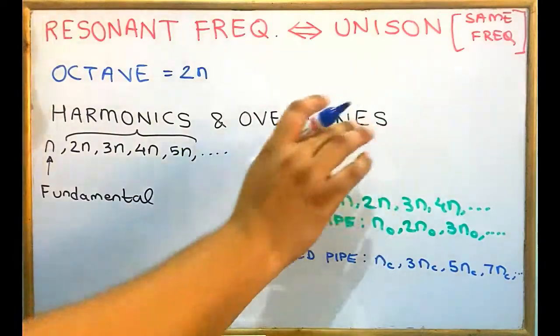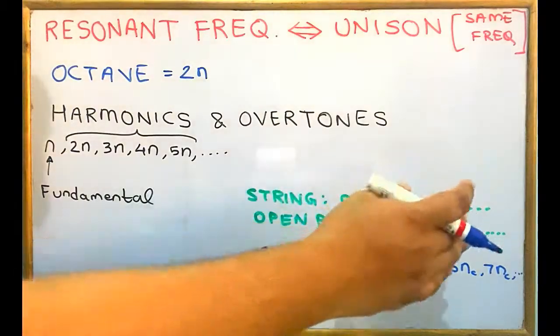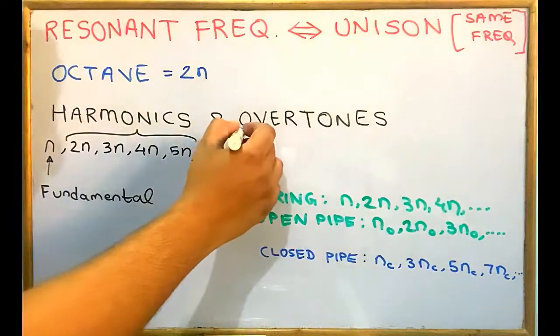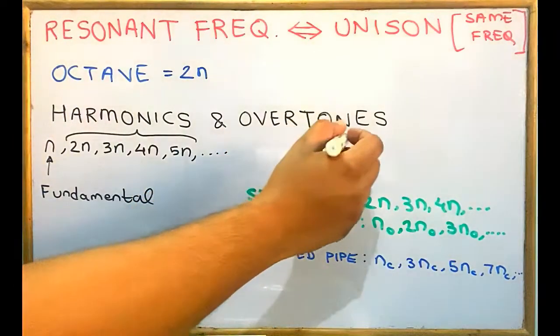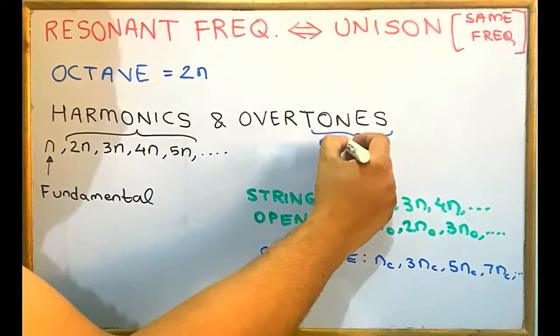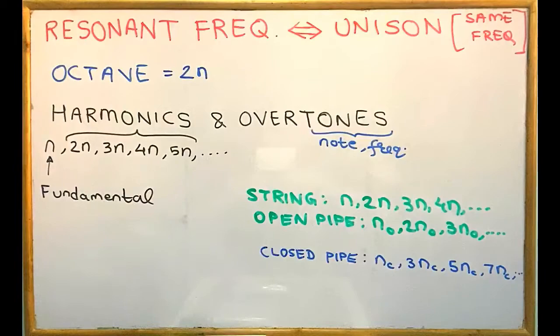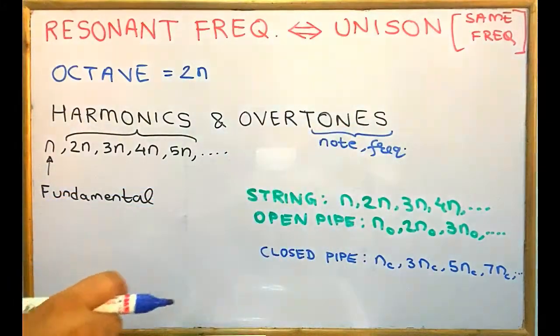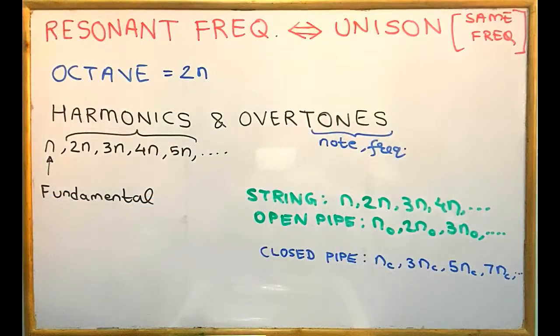Now, what does this word overtone mean? Here the word overtone basically refers to everything after the fundamental. Over, tone. Tone refers to a note or frequency. Note, tone and frequency are commonly used words in the MCQs. They mean the same thing. They all refer to frequency. So when I say overtone, I'm talking about over frequency. Over means the one over the fundamental.